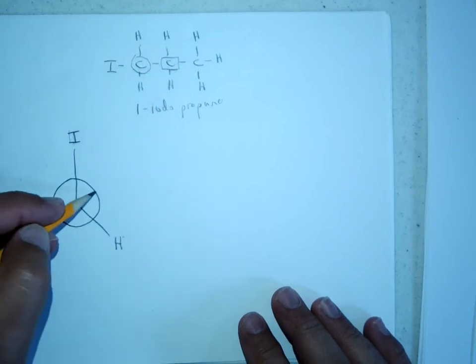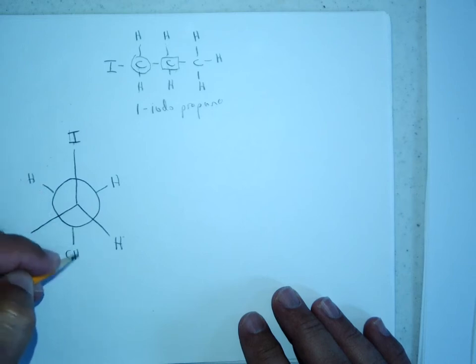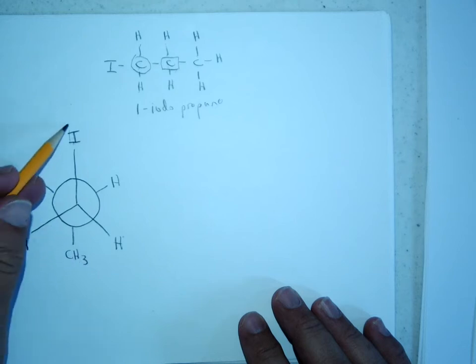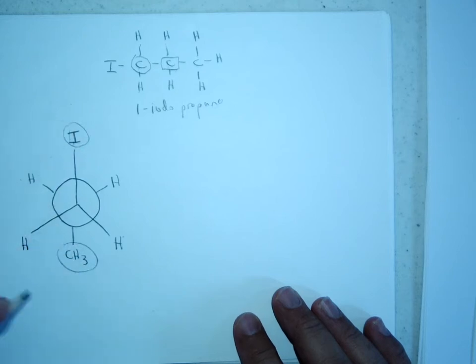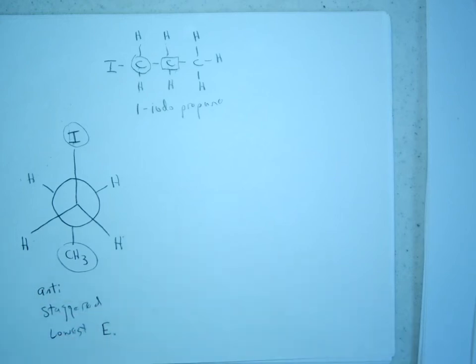If I wanted to do the lowest energy conformation, I would have to put the largest thing on the second carbon as far away from the largest thing on the first carbon as possible, and that would be the anti-staggered configuration, which is the lowest energy conformation for this molecule.